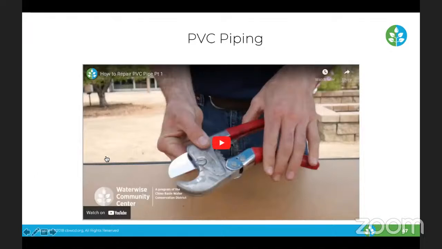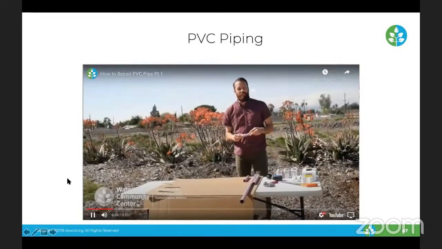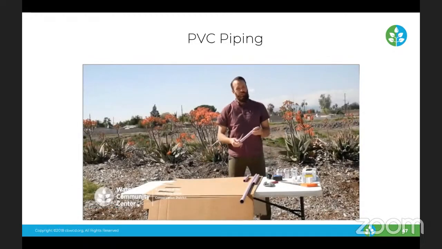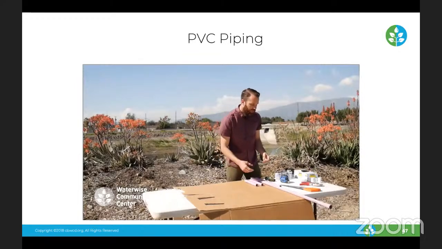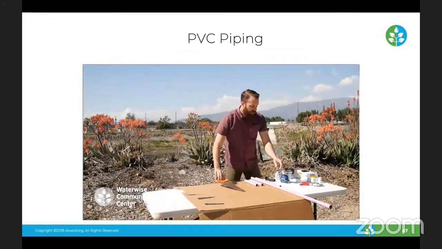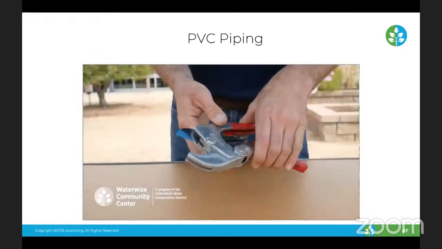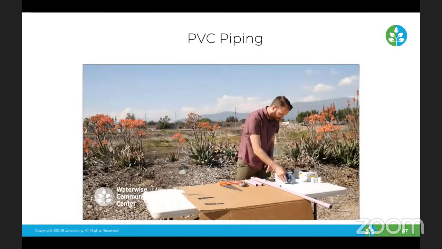So I have a quick little 2-part video on cutting PVC pipe. Hi, this is Brandon with the WaterWise Community Center, and in this video, we're going to break down the steps on how to repair PVC pipe. And just like with every job, we need to have the proper tools. So for repairing PVC pipe, we need an irrigation saw, PVC cutters, and a tape measure to measure the pipe that we're going to be replacing.